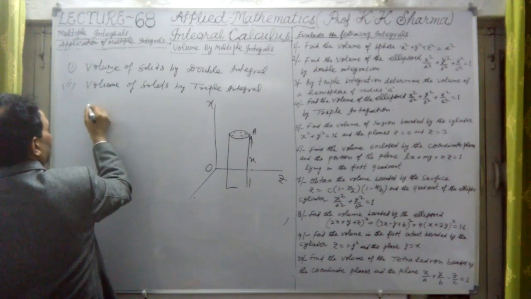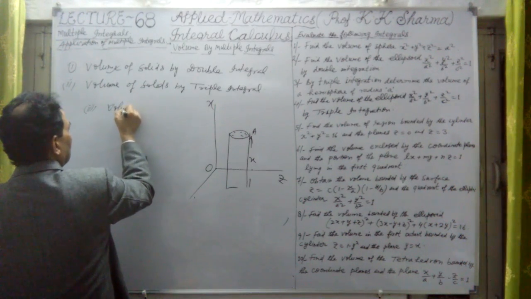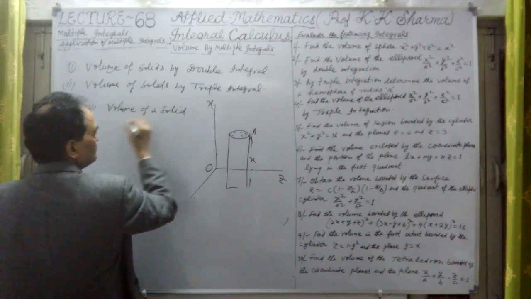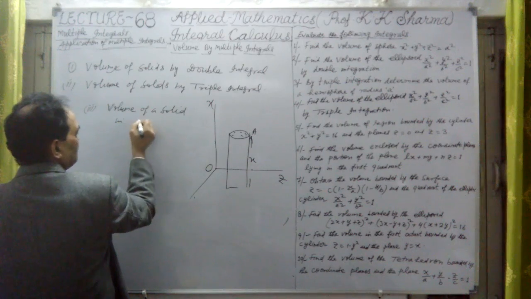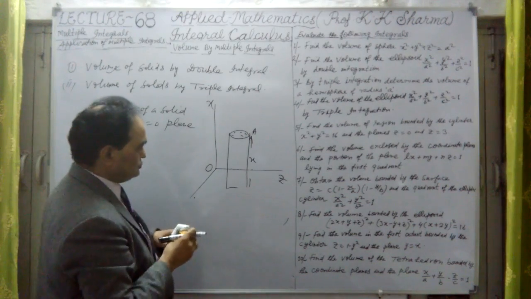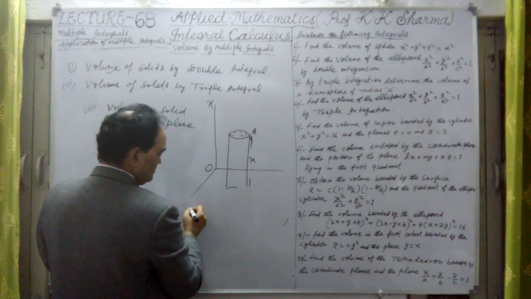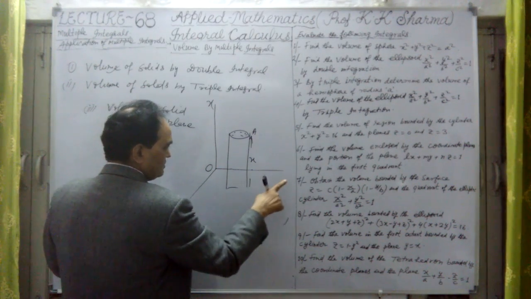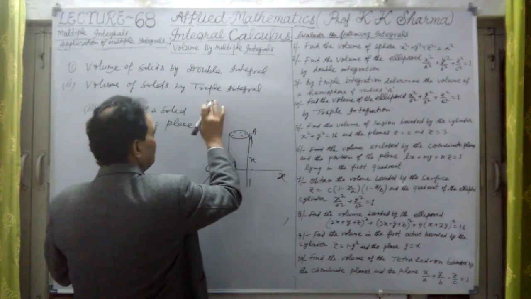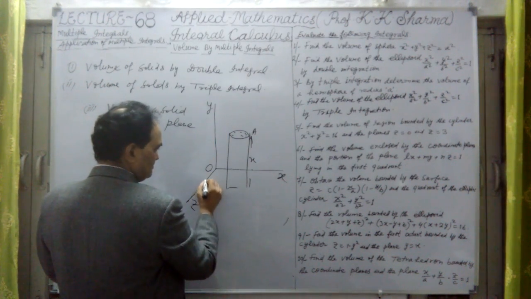What is the third possibility of double integral? The third possibility is the volume of a solid in the y equal to 0 plane. In this case, let me take this as when y is 0. Let me take x here. This is x here, this is y here, this is z here. They are the axes. The three axes are there.